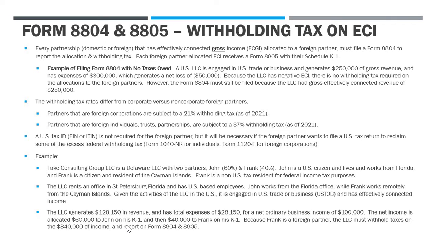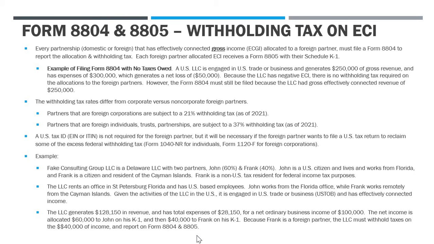Now, the LLC's financial figures, we kept them very simple here to make the math easy for us. So they had this much in revenue, total expenses of $28,150. So if we subtract the two, we have net ordinary income of $100,000. Now, the income is going to be allocated 60-40, right? John gets 60%. And Frank's going to get 40%. Now, because again, Frank is a foreign partner, the LLC is going to have to withhold tax on the $40K of income and then report all of that information on 8804 and 8805.